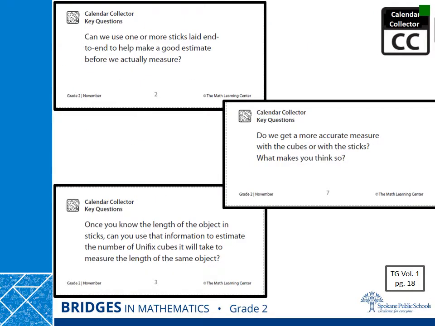Key questions for Calendar Collector this month push students to attend to precision when estimating and measuring, and to consider the relationship between units. By the end of Calendar Collector this month, students should have a preliminary understanding that the measurement of an object depends on the size of the units being used to measure. This concept will be addressed in later units as well.